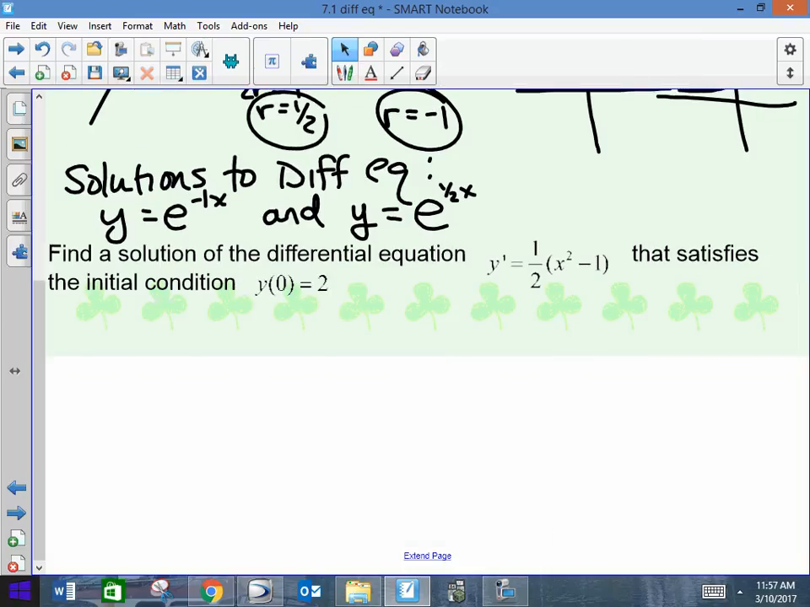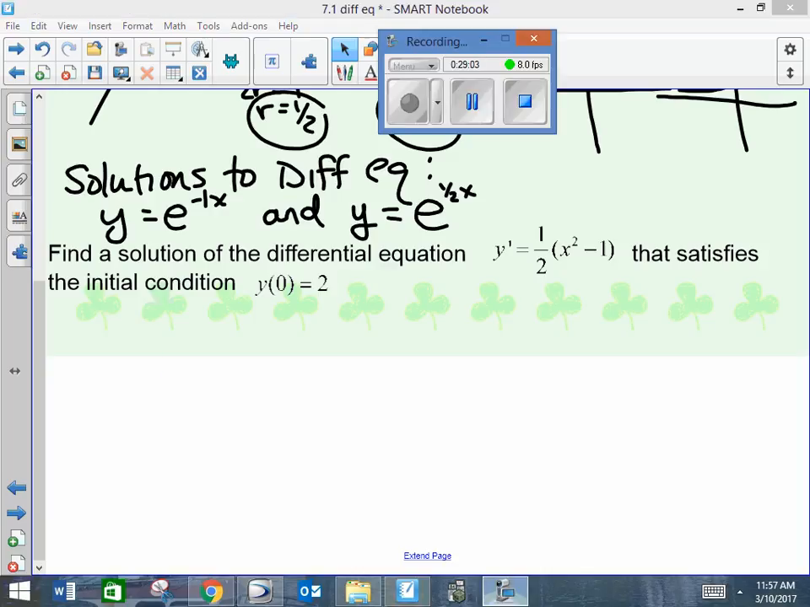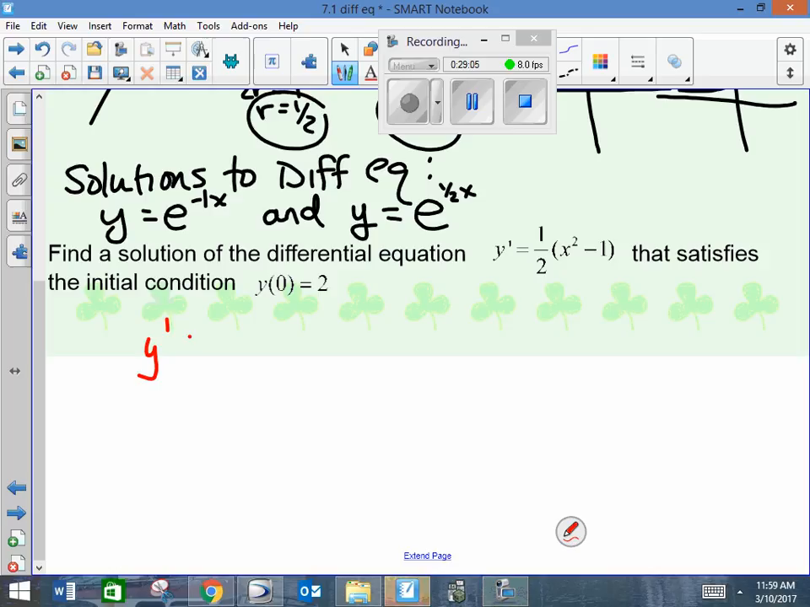This is more like the first one we did. Find a solution of the differential equation that satisfies the initial condition y of 0 equals 2. Do you want to try it by yourself? Are you ready? All right, ladies. Here we go. That's equal to y.